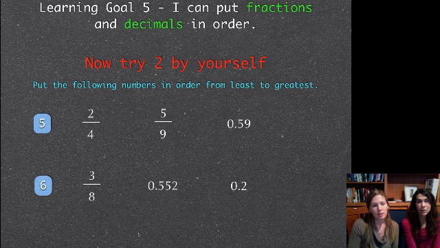All right, now you'll notice there's our 5/9, but you should have that in decimal form now. But you are going to put the following fractions and decimals in order from least to greatest again. So write them down. Think about the order, think about the process, changing them all into decimals, and bring them back tomorrow so we can go over them. Good luck.